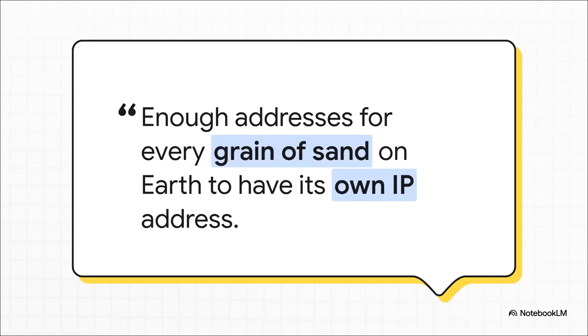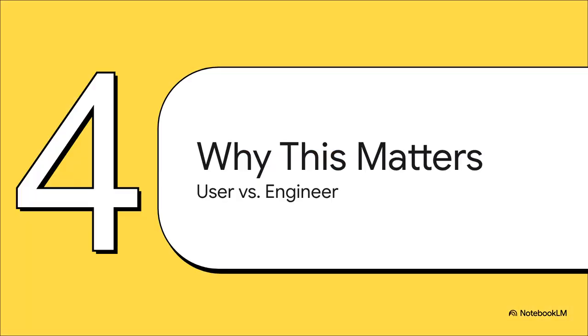And just to give you an idea of the scale we're talking about here, it's just wild. The number of IPv6 addresses is so ridiculously massive, you could give a unique IP address to every single grain of sand on planet Earth, and you'd still have tons left over. It's a mind-boggling number. Okay, so this is all kind of neat, but why should you care? Why does this actually matter?